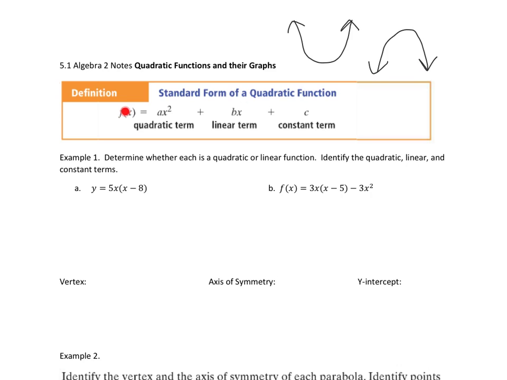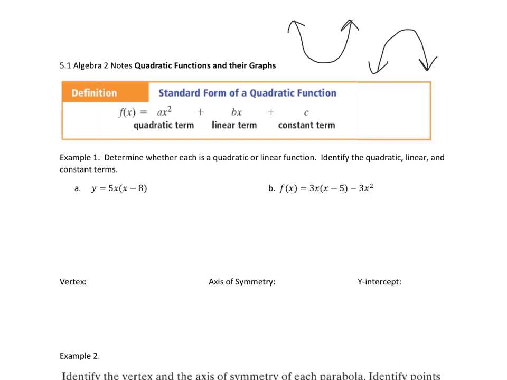f of x, or y, equals ax squared plus bx plus c. This is the quadratic term. The number in front of x squared is the letter a. The number in front of x is the letter b. It's called the linear term, and the number that doesn't have an x value is called the constant term. Usually in standard form we write them in order from highest to lowest degree.